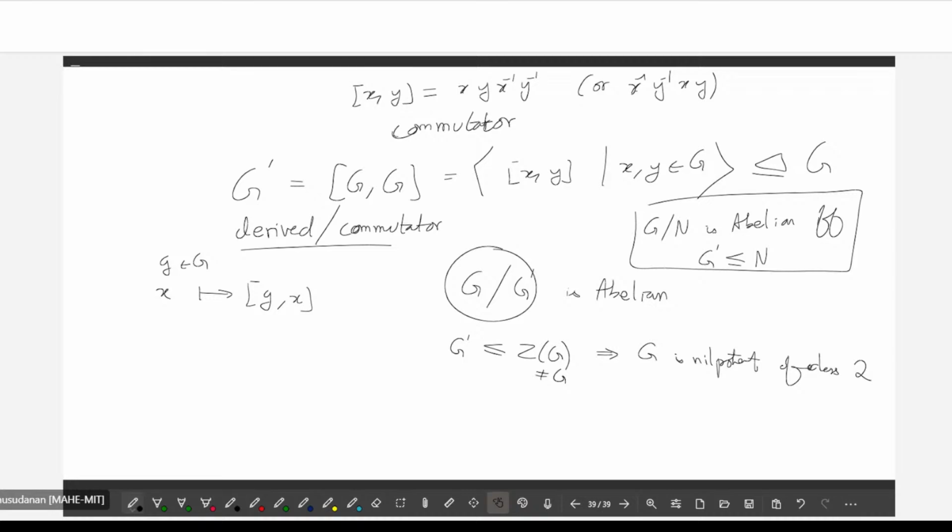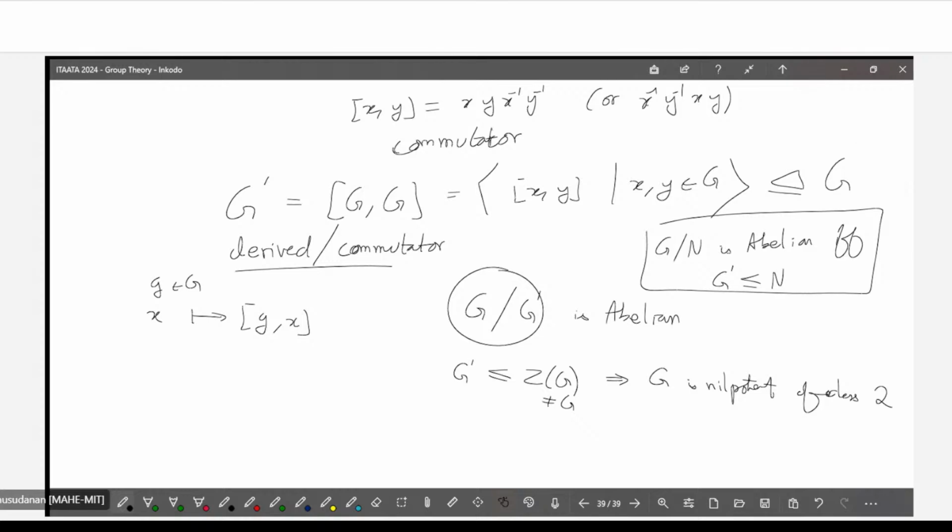Yes, exactly. So you can say that G prime is the smallest subgroup of G such that the quotient by it gives an abelian group. Okay, that is good.